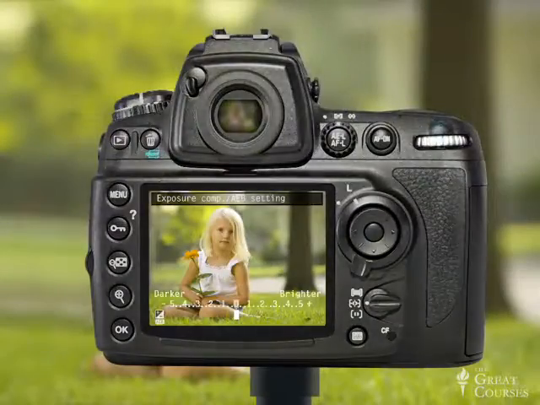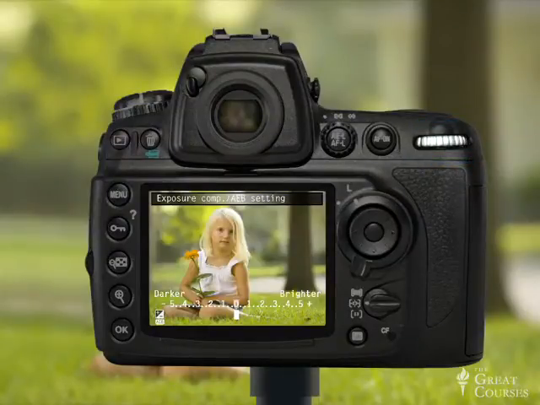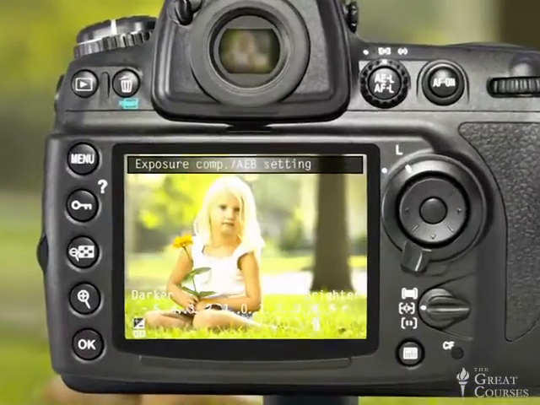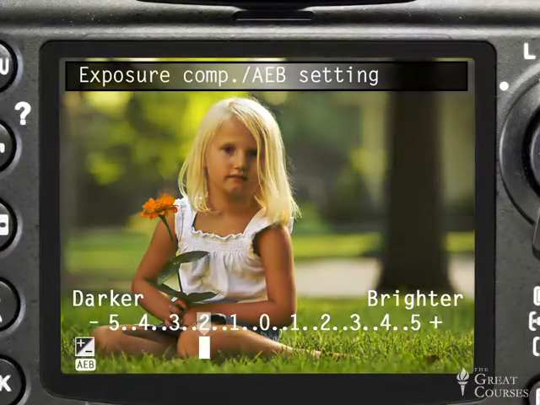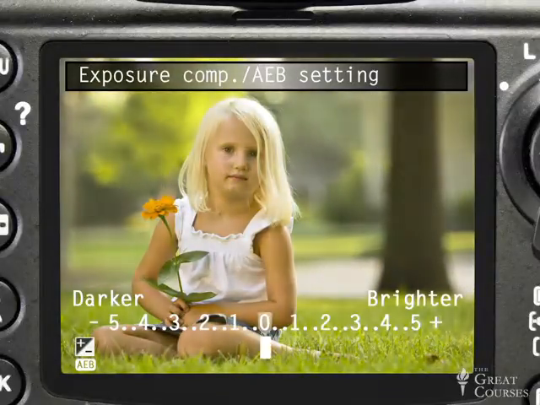When your camera's in an automatic exposure setting, either in program, aperture priority, shutter priority, by dialing up or down on that exposure compensation dial, by adding or subtracting, it will increase or decrease the exposure or the brightness or darkness of your picture. Just like turning up and down a dimmer switch on the wall of a home.